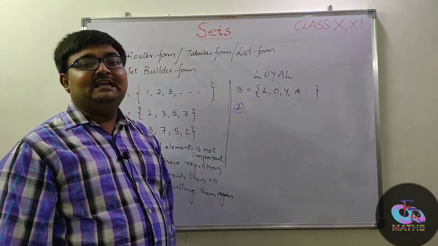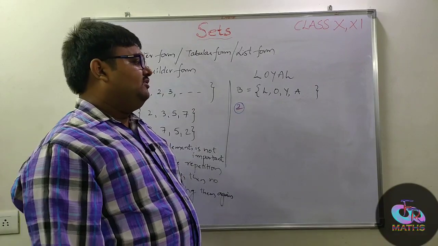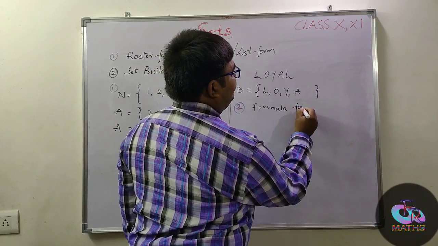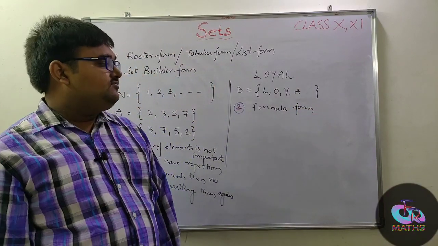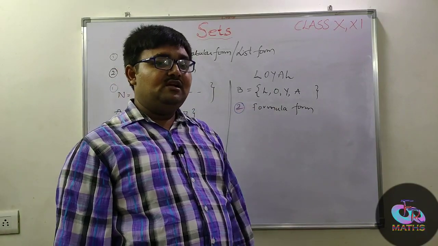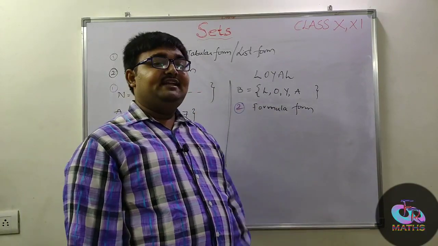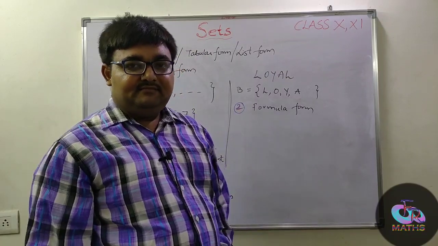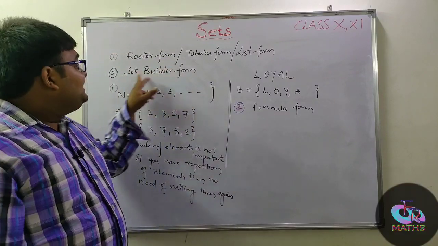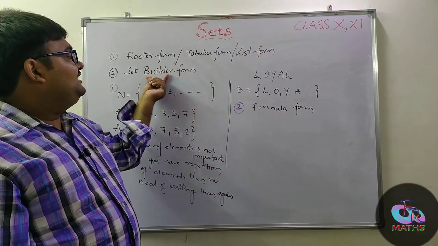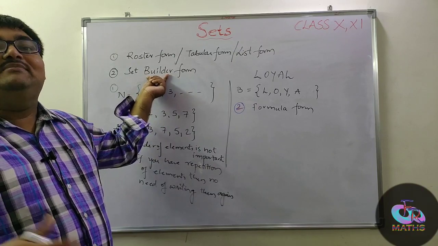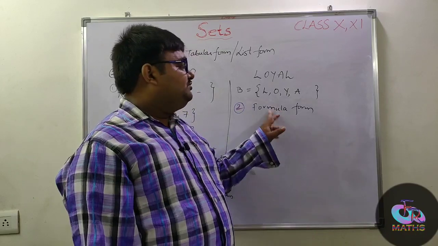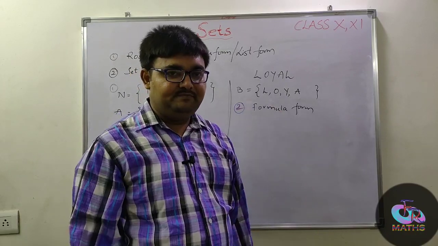Now let us see the set builder form. We can also call it the formula form. Set builder form is also called formula form. Why we are calling it formula form means, in set builder form we are going to build the set. The name itself suggests it. Here the set is being built by some condition. That particular condition we call a formula. So using the formula we are going to build the set.